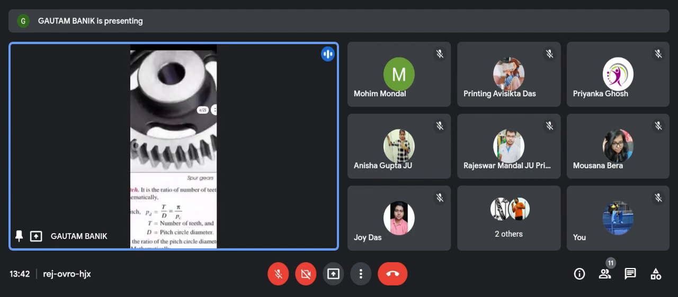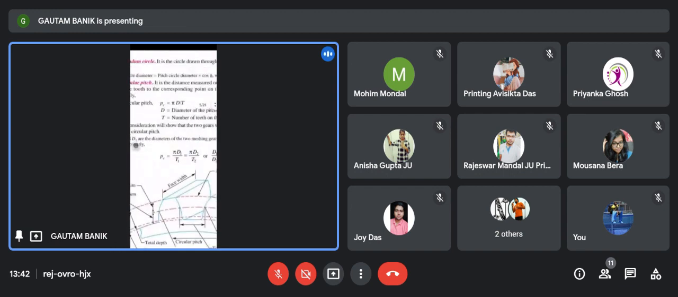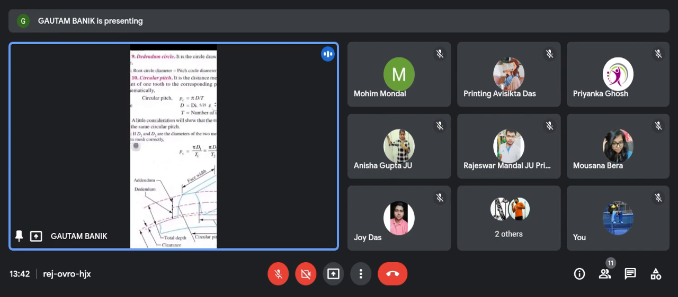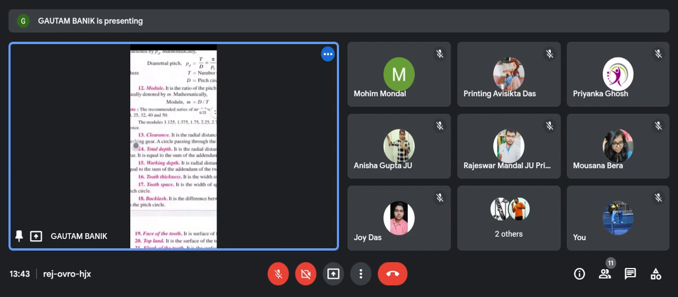Now in this figure, module for gear 1 is D1 by T1, and for the driven gear, the follower, D2 by T2. This is the module. Actually, you will eliminate this pi. Then pitch circle is converted to module. The module is the equal parameter, and the pressure angle is the equal parameter for all sizes of meshing gears.